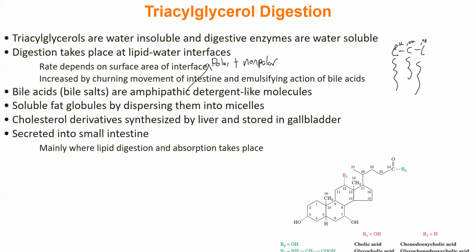And these bile acids are really made from cholesterol, and they're created in your liver, and then they're transported to your gallbladder. And then during digestion, the gallbladder will put these bile salts into the small intestine. And this is where the majority of lipid digestion and absorption takes place, in your small intestine. This is where we are starting to increase the surface area of this lipid-water interface and absorb that into the intestines.